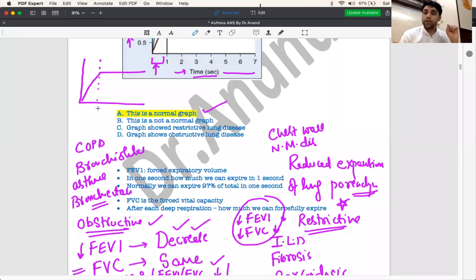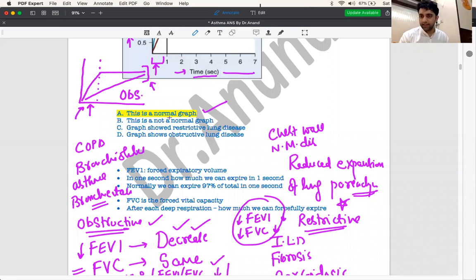Now in obstructive lung disease, as I have told you, FEV1, the first second problem will be seen, but the whole vital capacity will remain the same. So my graph usually goes like this. Because the forced vital capacity is the same, but at the first second I'm having an issue because I'm having obstructive lung disease, and that is how a graph will look for obstructive lung disease.